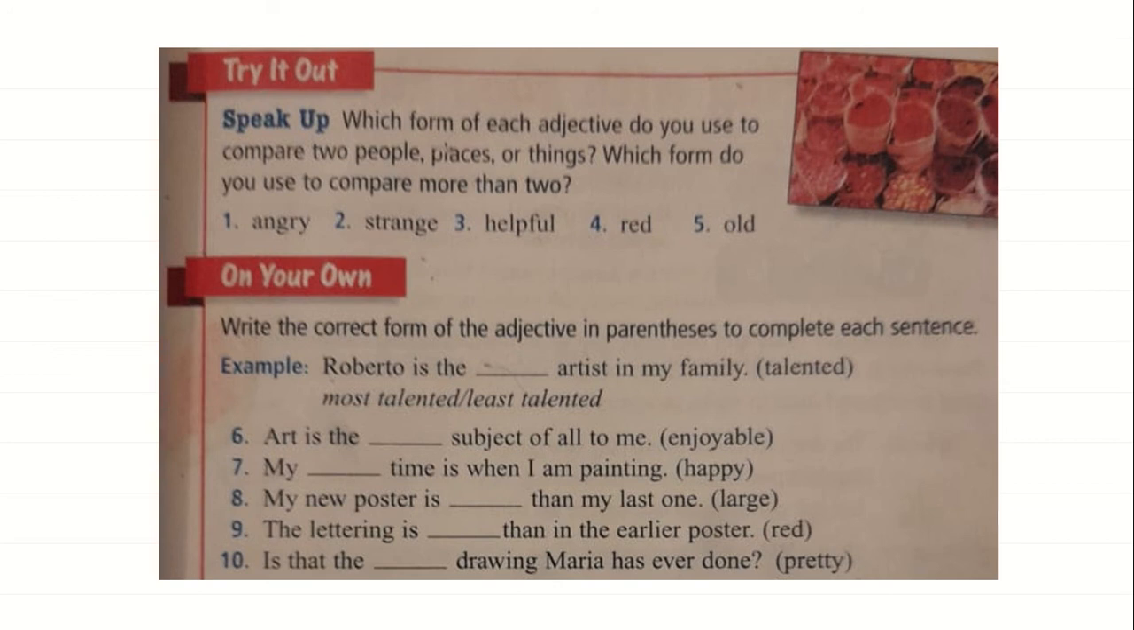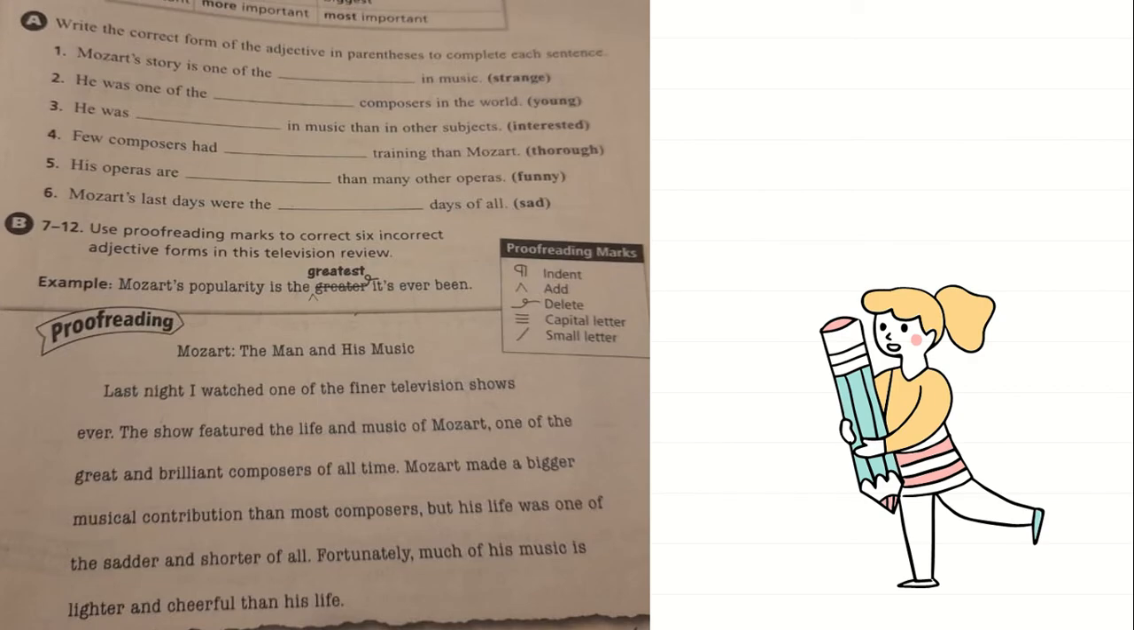My new poster is large. Okay, we have the clue word "than", that means it's comparing two. The lettering is blank than in the earlier poster. Than is lettering red. You will double the consonant. Is that the blank drawing Maria has ever done? We have to close the, and ever. Okay? It's superlative.